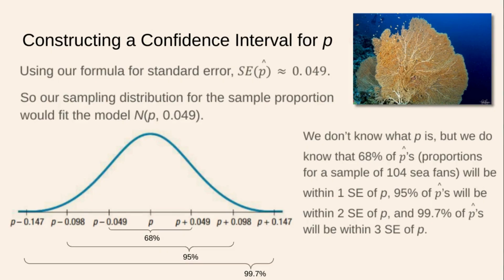But we do know, using the 68-95-99.7 rule for the normal distribution that's graphed before you on the left, that 68% of p hats, and let's just remind ourselves what that means, it means proportions for a sample of 104 sea fans. So 68% of our sample proportions, say we were to sample many samples of size 104, 68% of those p hats, proportions of diseased sea fans, will be within one standard error of the true population proportion. 95% of the p hats will be within two standard errors of the population proportion, and 99.7% of the sample proportions will be within three standard errors of the true population proportion.